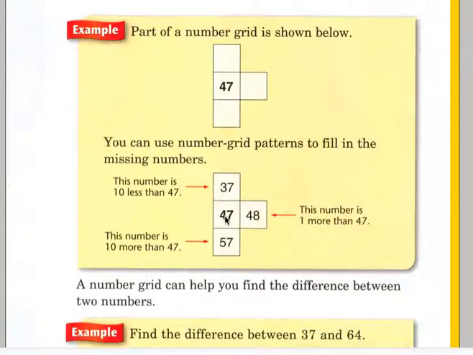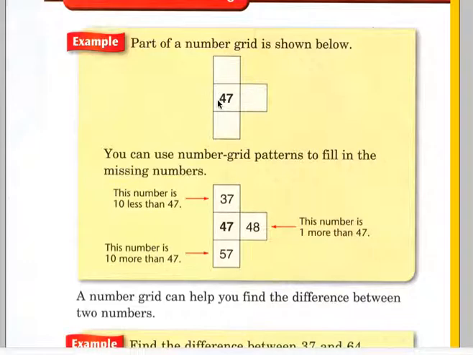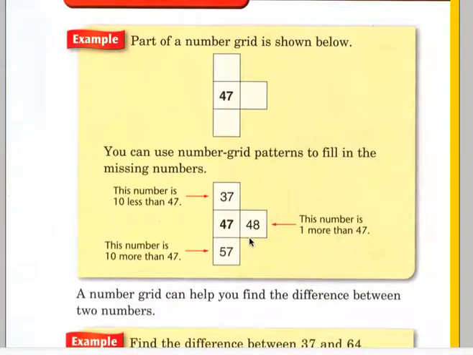All right, because it's a 10 number difference. 37 plus 10 is 47, 47 plus 10 is 57. We also know if we look back up here that every time we go over one square, we're just adding on 1. So that's why we have 48 next to the 47.